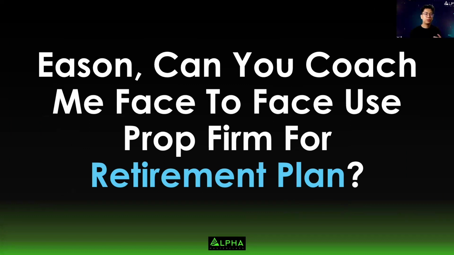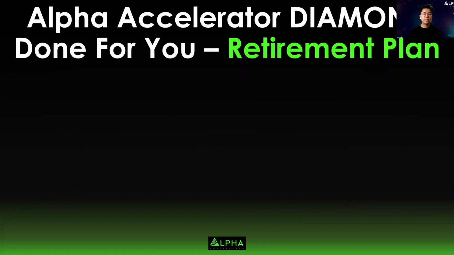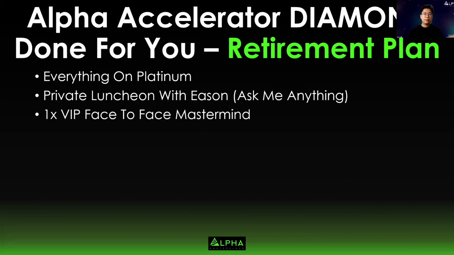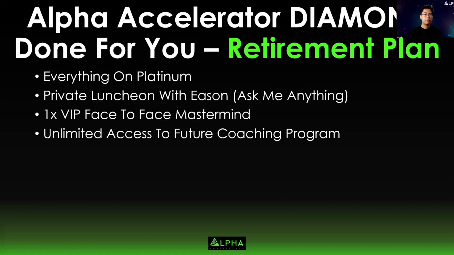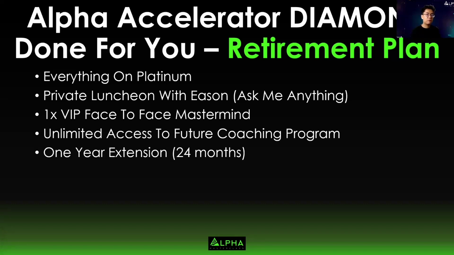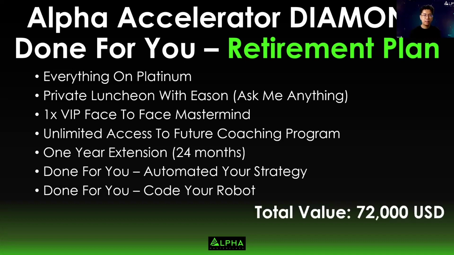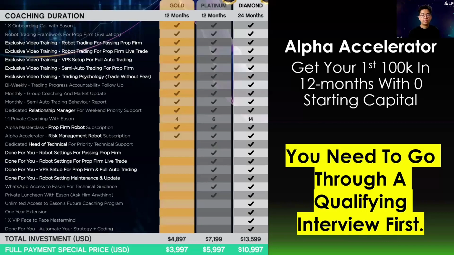So if you want to use prop firms for your retirement planning, then Alpha Accelerator is the solution. You will get everything on Platinum. You get a lunch session with me, where you can ask me anything about trading, one-on-one, face-to-face, with all the mastermind diamonds who want to strive as hard as you. You get all future access and courses, and a 1 year extension: instead of 12 months, you get 24 months. Done for you, the robot is done for you, automating your strategy and trading any market that you want. The total value is 7,200 and you just invest 10,997. And this is the summary that has been shown to you.